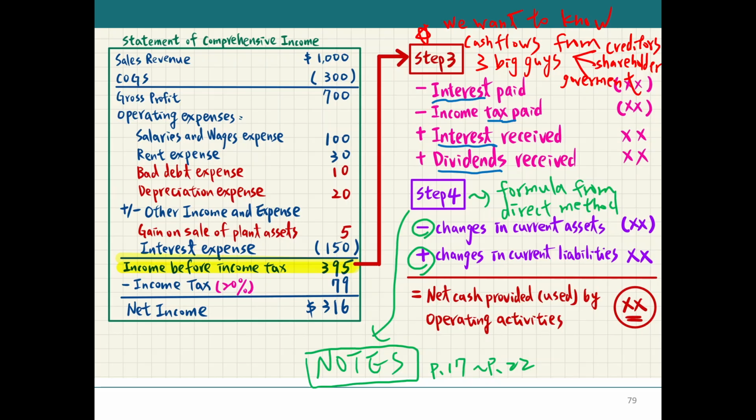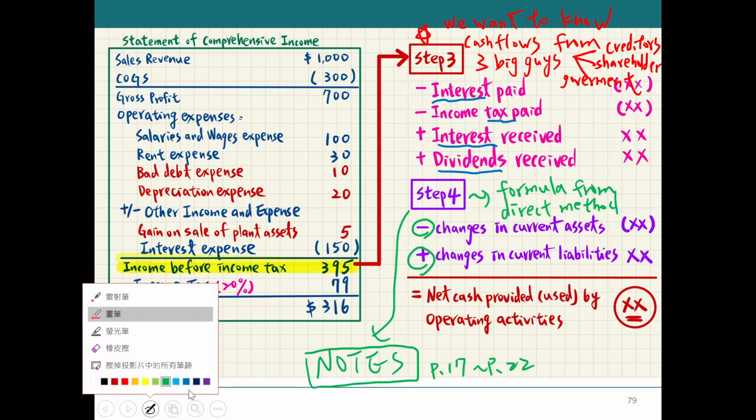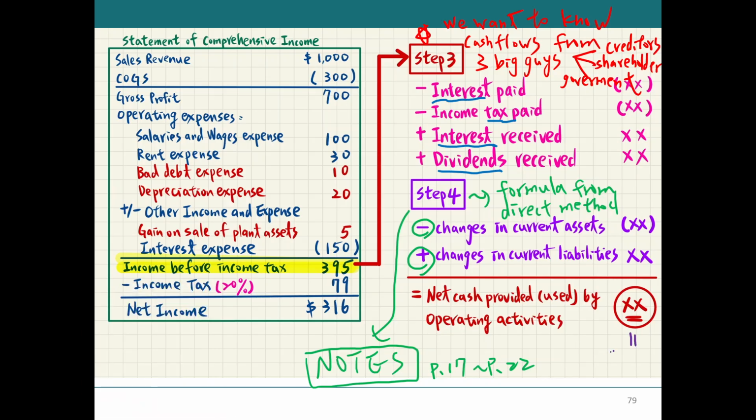So finally, from step 1, 2, 3, 4, we get the net cash flow from operating activity, right? So this number should be the same as the direct method, right? We use a different method, but still, how much money you have, the cash flow should be the same. So this number should be the same as the direct method. Okay? Any questions?